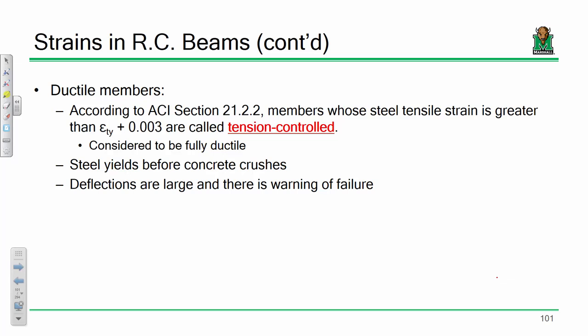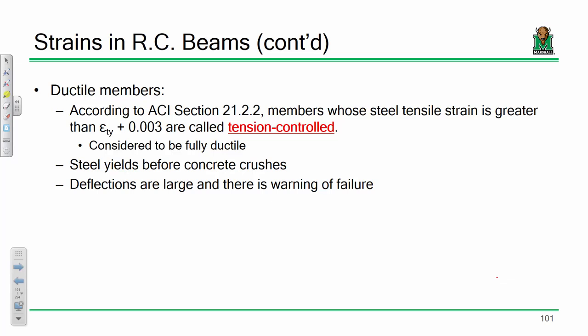Now, compare that to the cylinder test. When you're watching the cylinder test, you hear the load going. Next thing you know, boom, it's gone, right? There's really not a lot of warning when that happens. It's just load and it's done, right? That is brittle behavior, okay? Brittle failures are sudden and tend to be fairly dramatic. And when I say dramatic, I mean like present a significant danger to loss of human life, okay?